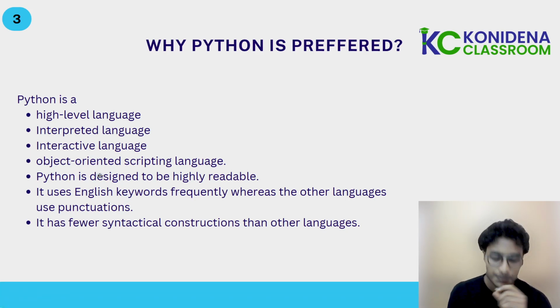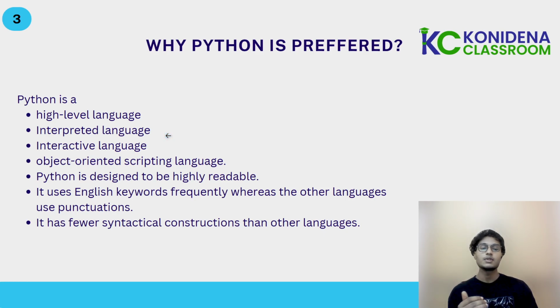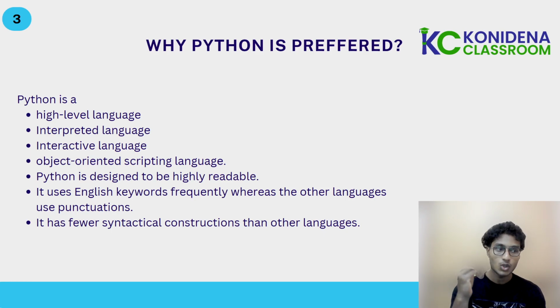Now, Python is a high level language. And Python is an interpreted language. So what's the difference? Python is called a high level language because it's built in a way where its structure comes across as top notch. So it's a high level language.